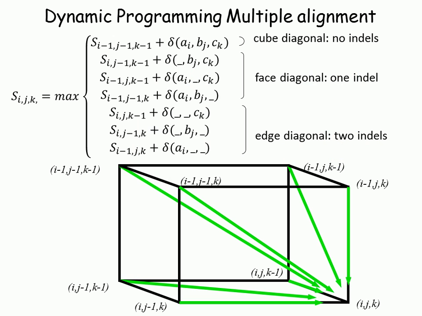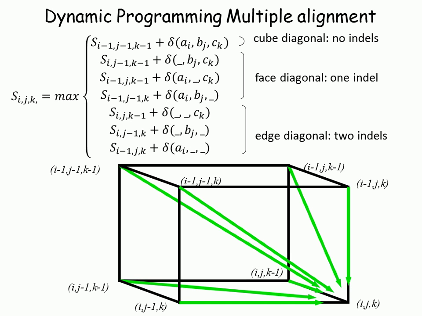All right. So the idea is the same. You build a table of scores, and for each cell you use the solution from the previous steps. But now there are more previous steps because we are working in 3 dimensions.